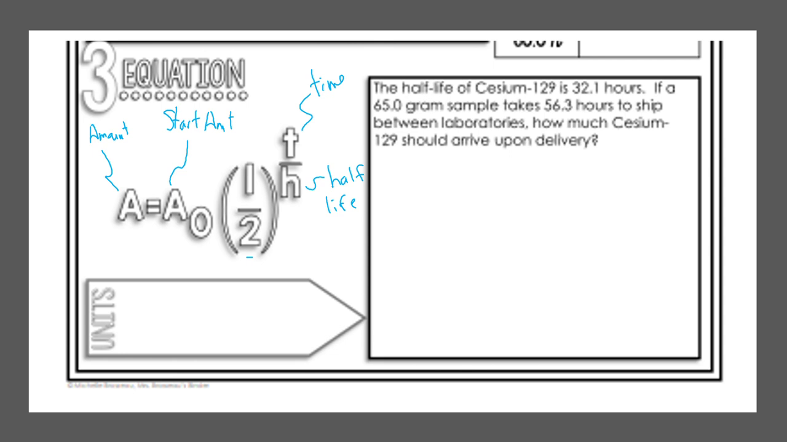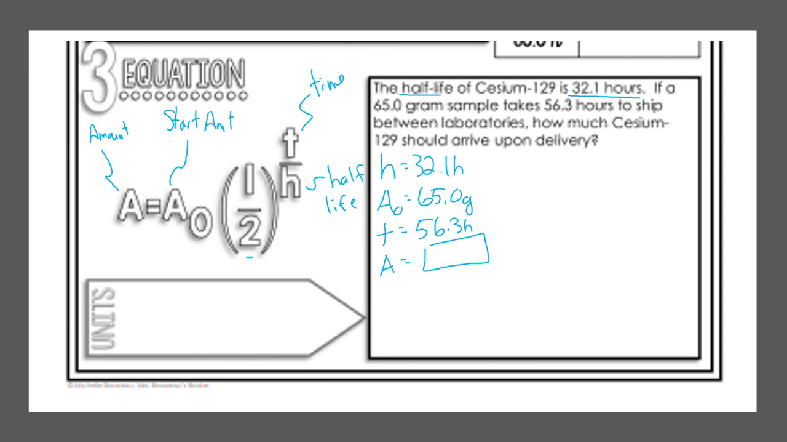So we're going to see here, a half-life of cesium is 32.1 hours. So H is 32.1 hours. If a 65-gram sample, so I started off with 65 grams, and it takes a time of 56.3 hours. So my units for time and half-life are the same. That's perfect. We want to know how much cesium 129 should remain.